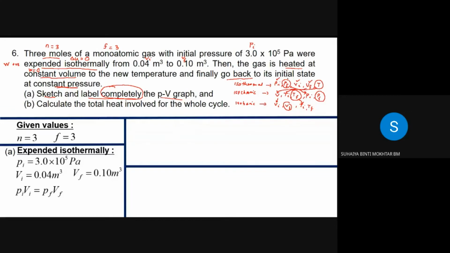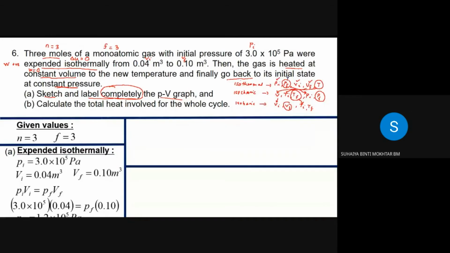Now we want to calculate P final. Use P initial V initial equals P final V final. We have the values here, so you can determine P final. Make sure to use SI units. So you get P final as 1.2 times 10 to the power of 5 Pascal.